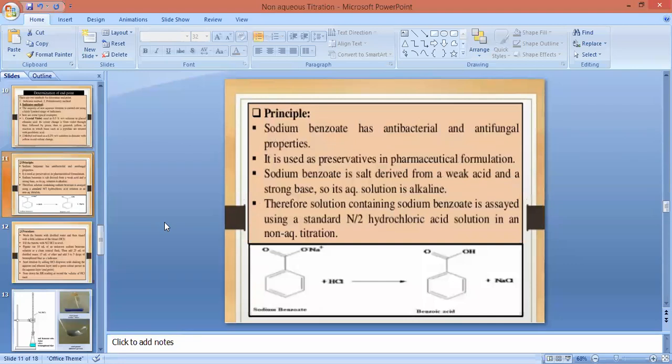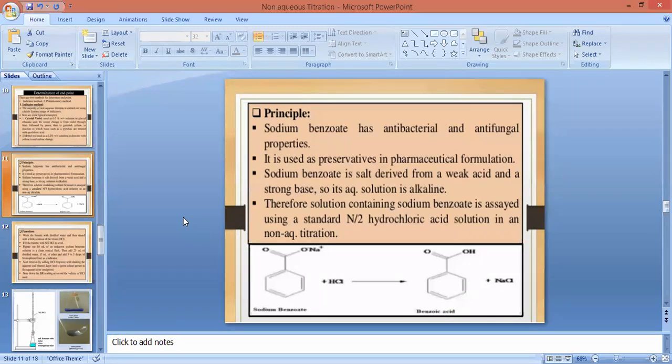The last two topics to be covered under non-aqueous titration are the estimation of sodium benzoate and the estimation of ephedrine hydrochloride. Both these drugs are weak in nature. Therefore, we have to use a specific organic solvent for converting the weak drugs into ionic form. So firstly, let's see the estimation of sodium benzoate.